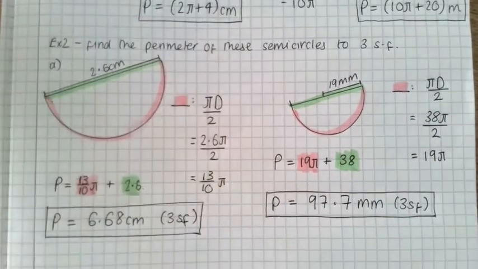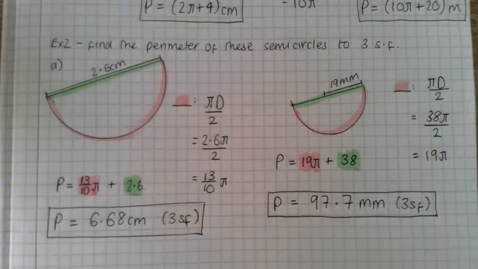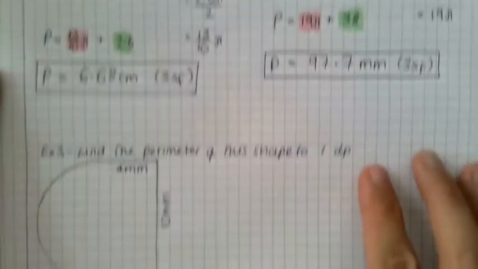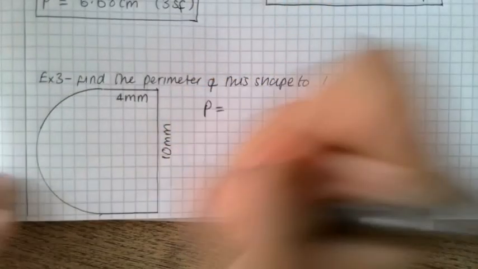Okay, I'm done. So hopefully you can see this is quite simple to do. We're going to do one more example. So example 3 is down here. I don't have as much space to work with. And I want to find the perimeter of this shape to 1dp. And remember, perimeter is just all of your lengths added together. So I'm going to highlight them.